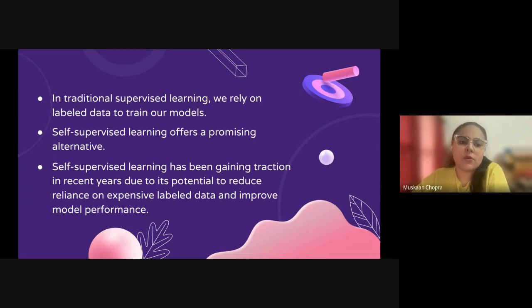It offers a promising alternative as well because we can use the plenty of unlabeled data which is available in the world, and we can use it for object detection, localization, segmentation, and classification. It has also been gaining traction in recent years due to its potential to reduce reliance on expensive labeled data and improve model performance. By understanding the fundamentals of SSL, you will be better equipped to stay ahead of the curve in the rapidly evolving world of deep learning.